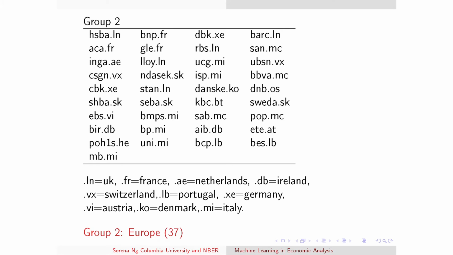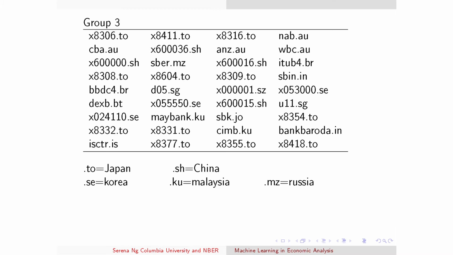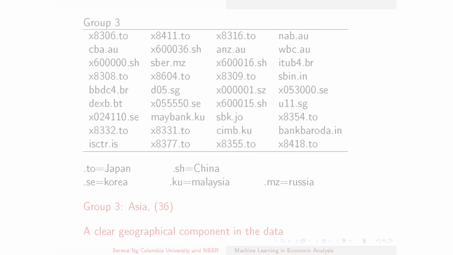Then I looked at the third cluster. Again I was guessing, what is TO? Well, TO turns out to be Tokyo. So in this third cluster, the banks are mostly from Asia, a mix of Asian and Australian banks, and a couple of Brazilian banks. I asked for three clusters, and k-means doesn't know what I throw at it, and I was extremely impressed. It came back with three groups that actually make a lot of sense.